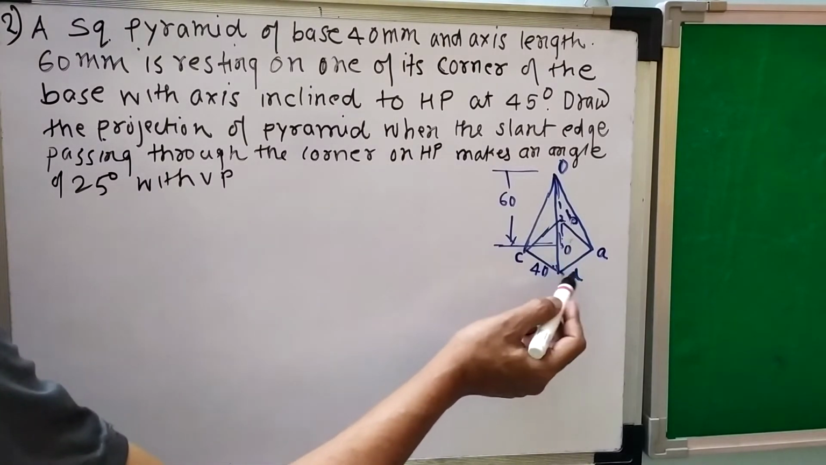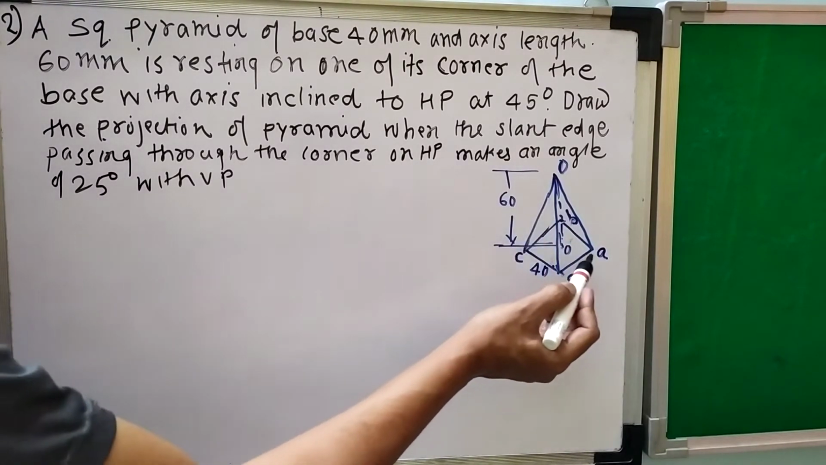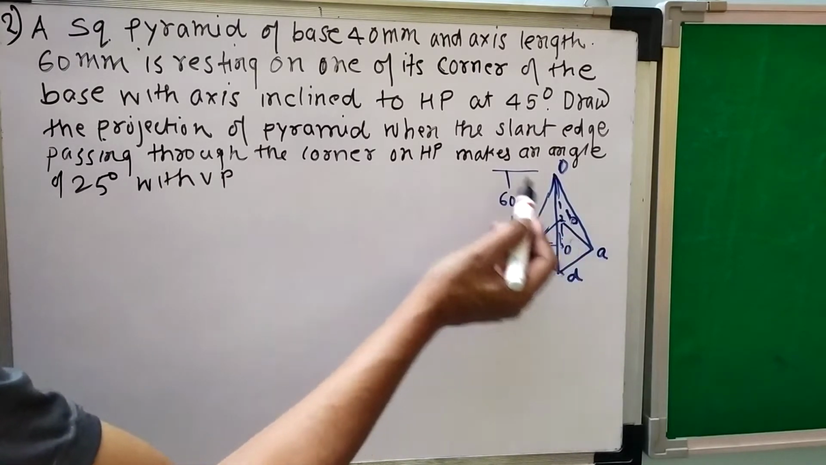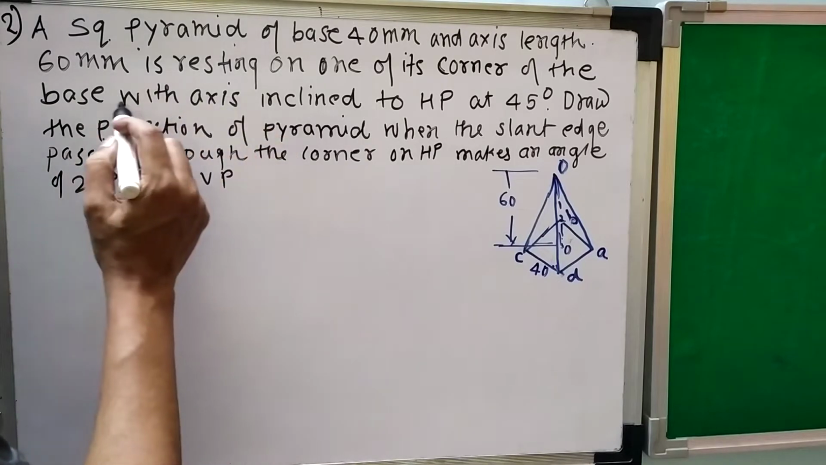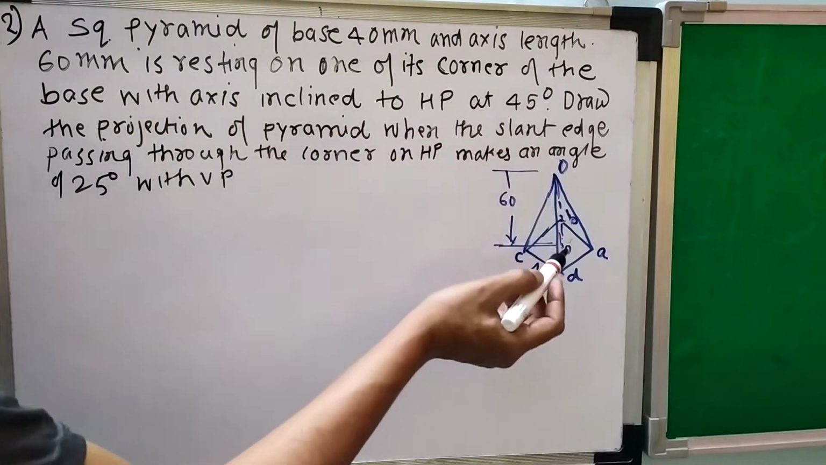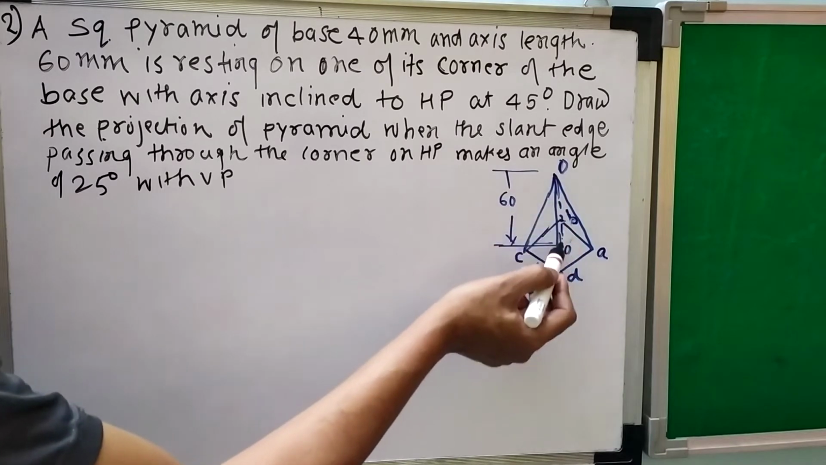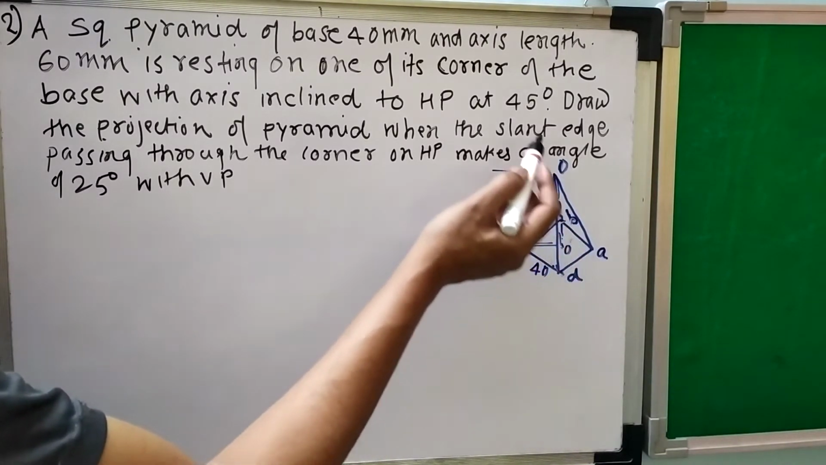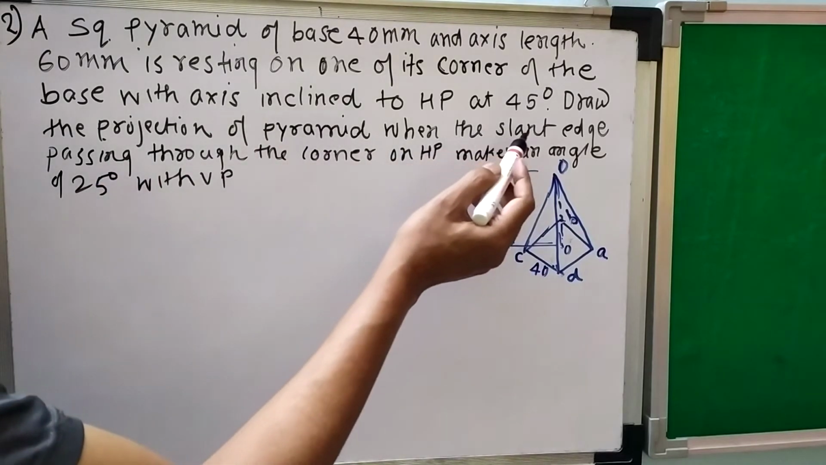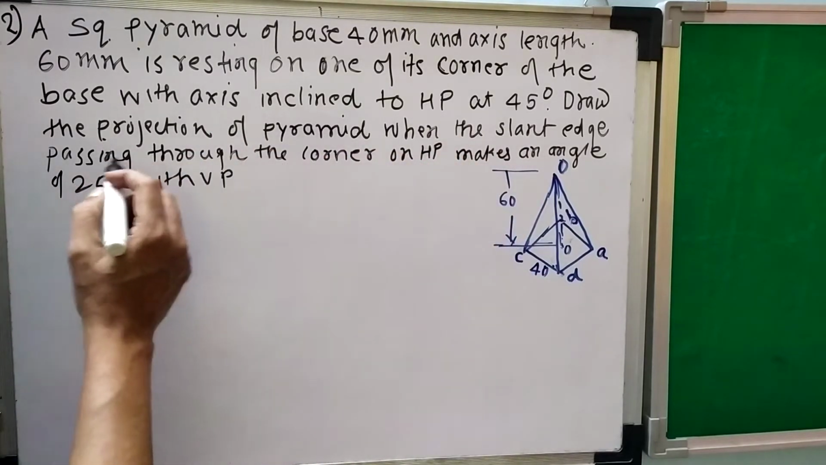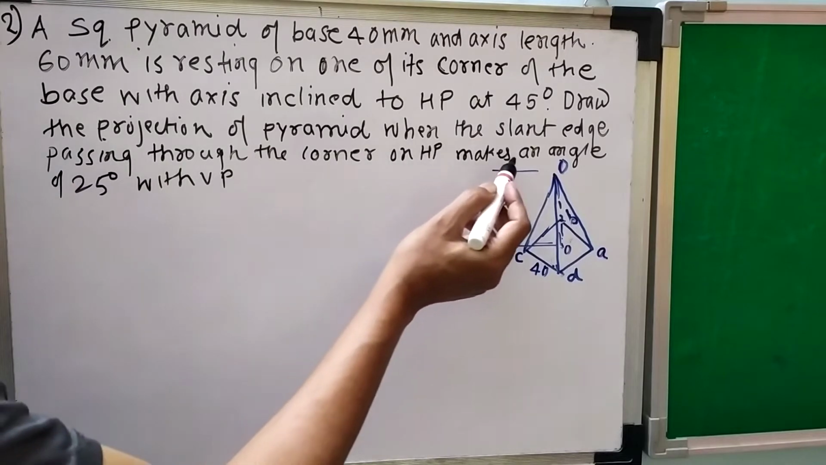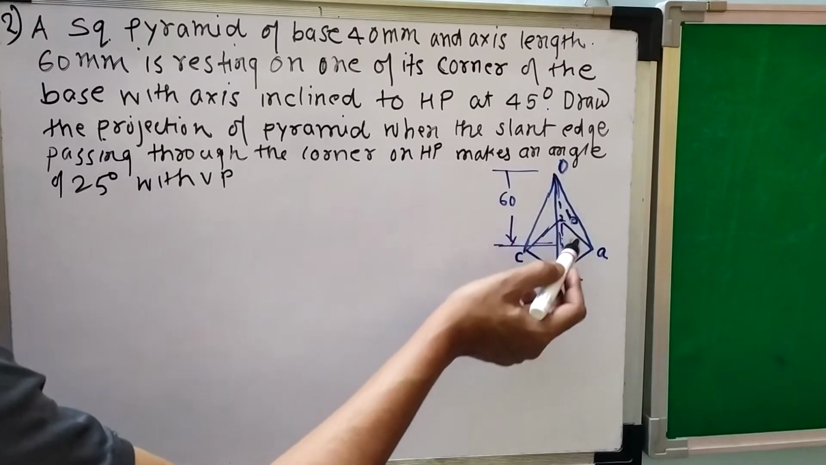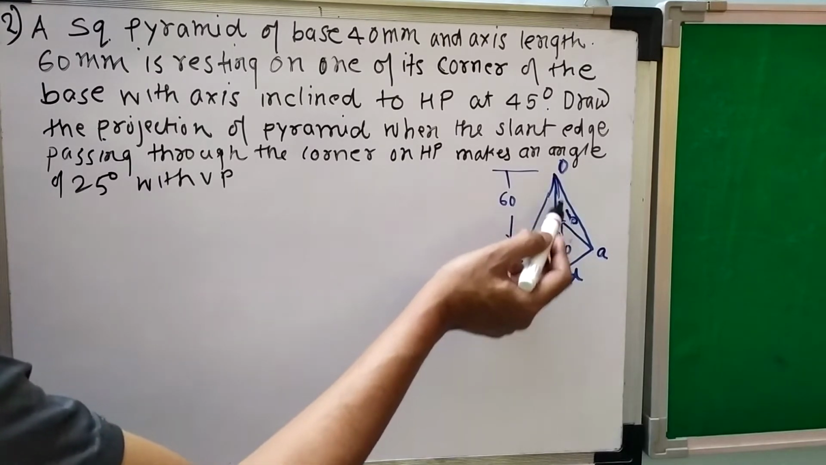So this is the square pyramid. It is resting on one of its corner. Suppose that this is the corner on which it is resting on HP, with axis inclined to HP at 45 degree. So this axis is inclined at 45 degree, with resting point A on the HP. Draw the projection of the pyramid when the slant edge passing through the corner in HP makes an angle of 25 degree with VP. This slant edge is inclined with VP and this axis is inclined to HP.